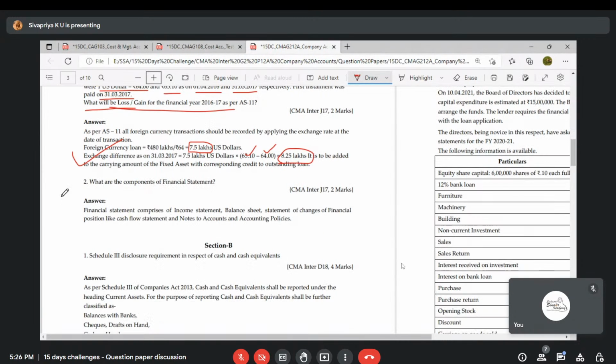Then, what are the various components of financial statements? Income statement, balance sheet, statement of changes in financial position like the cash flow statement, and notes to accounts and accounting policies. There is no need to explain these, because it is only a 2 mark question. Just stating what they are is enough.